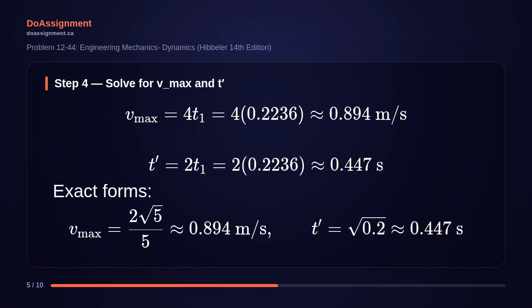Multiplying t1 by 4 gives a maximum velocity of approximately 0.894 meters per second. Doubling t1 gives a total travel time t prime of approximately 0.447 seconds. In exact form, v max equals 2 times the square root of 5 divided by 5, and t prime equals the square root of 0.2.